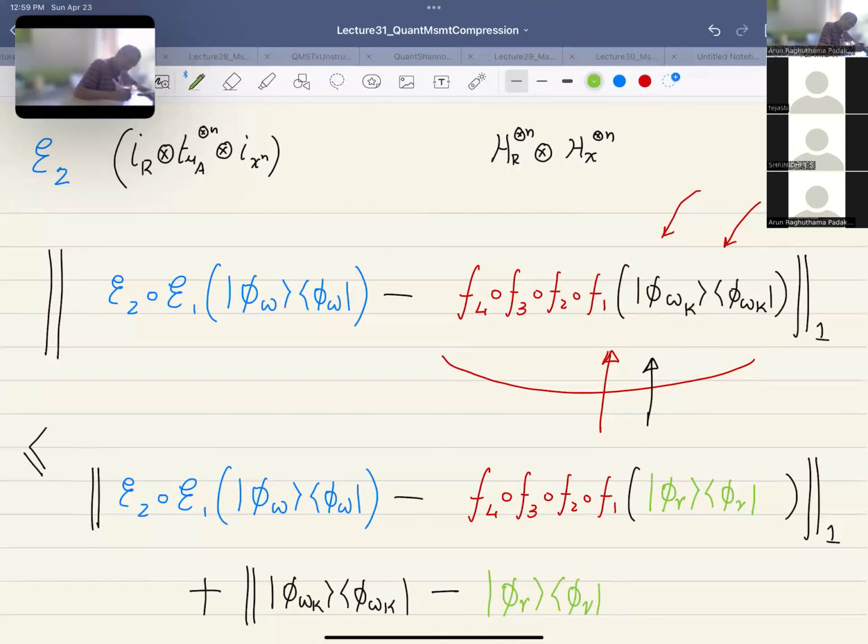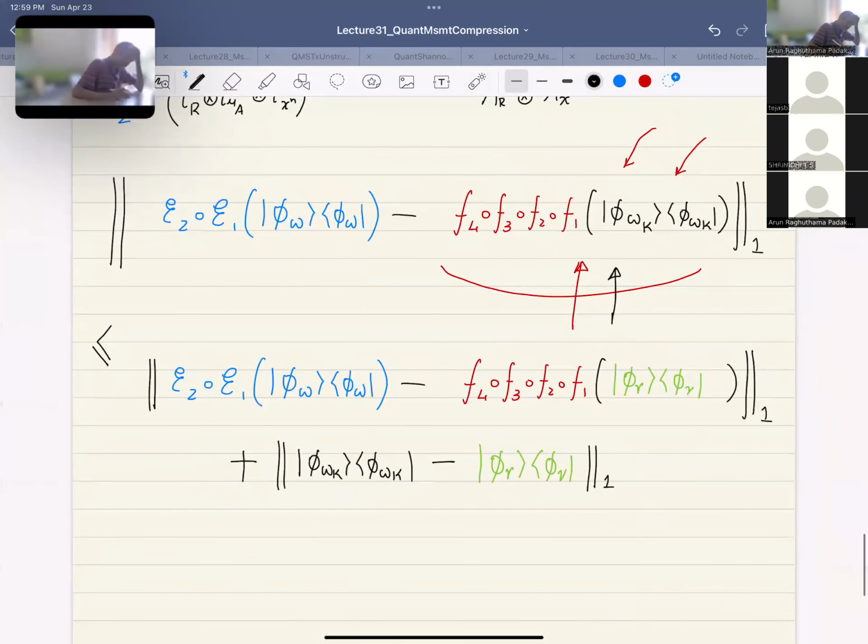So why is this true? So what have I done? I've taken the argument on which the F applies, changed that argument, and added a term in the second term. Why is this true?